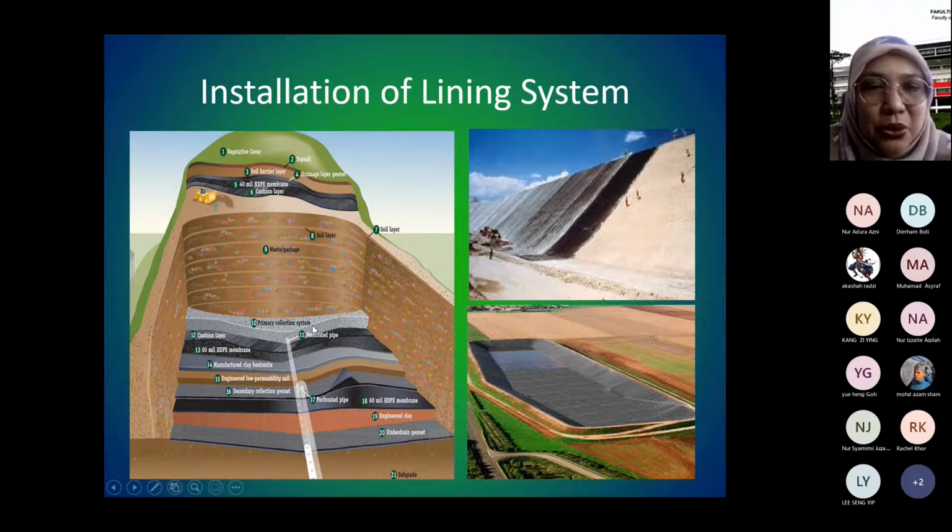After the lining system is placed, only then will the waste be placed on top of the lining system. And finally, before the final closure, when the cell is being completed, there should be another lining system on top of the landfill.